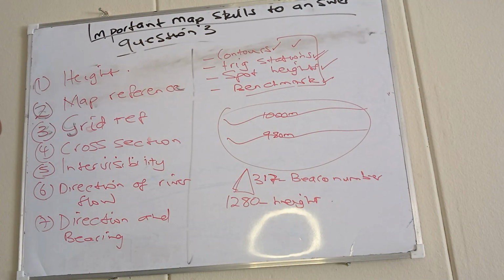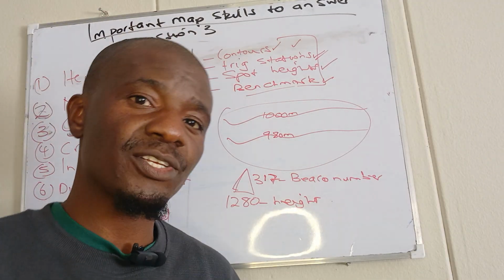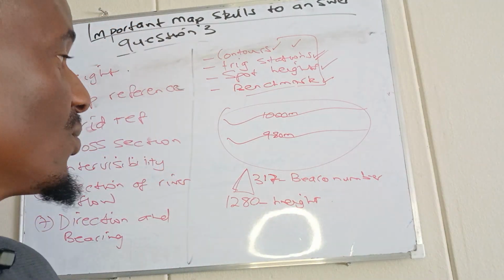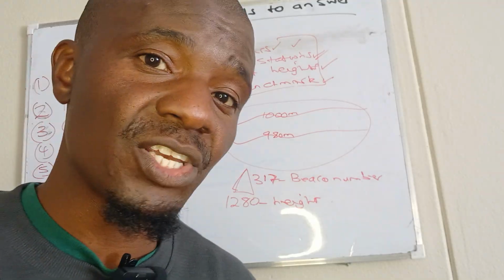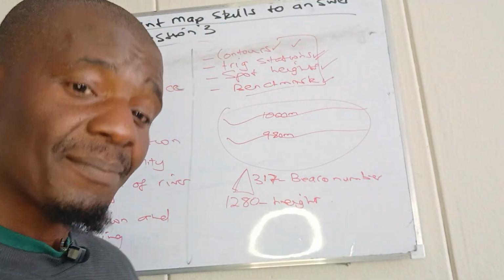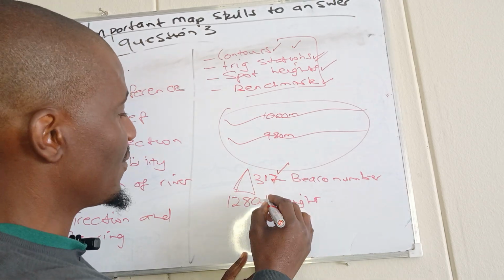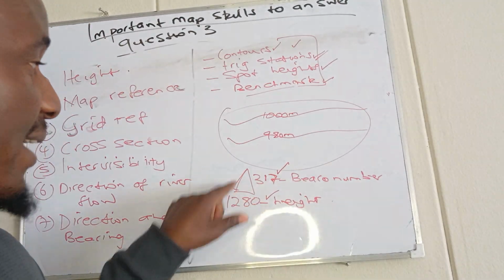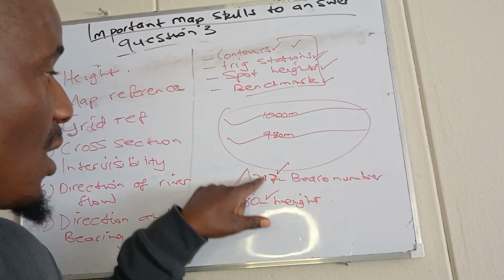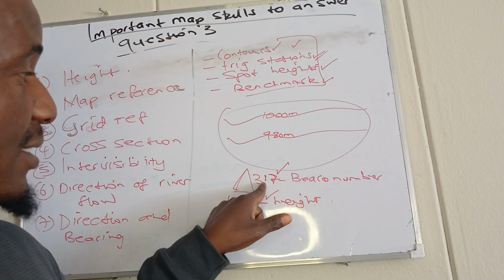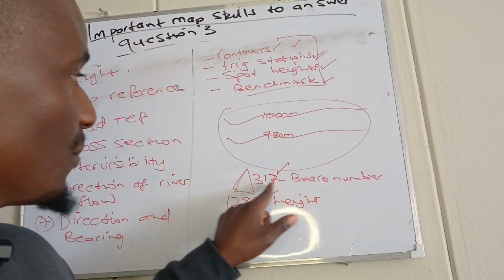So please make sure whenever you are answering a question that has to do with height and you are asked to identify the height using the trig station, you're supposed to know that there are 2 numbers that are shown on a trig station. You've got your beacon number, then you've got your height. You should always check your height. Obviously, it is at the bottom of the triangle. Then you've got your beacon number. Usually, it is on the side of the triangle. That is your beacon number.